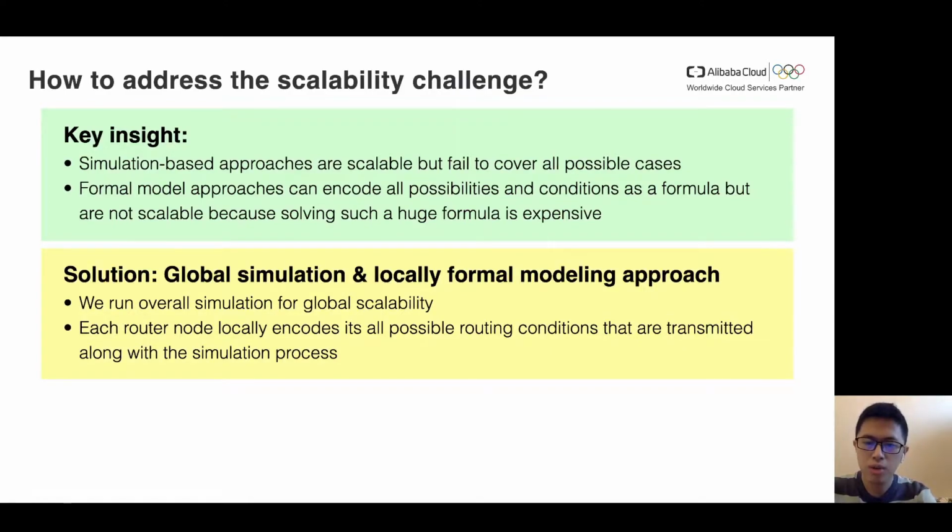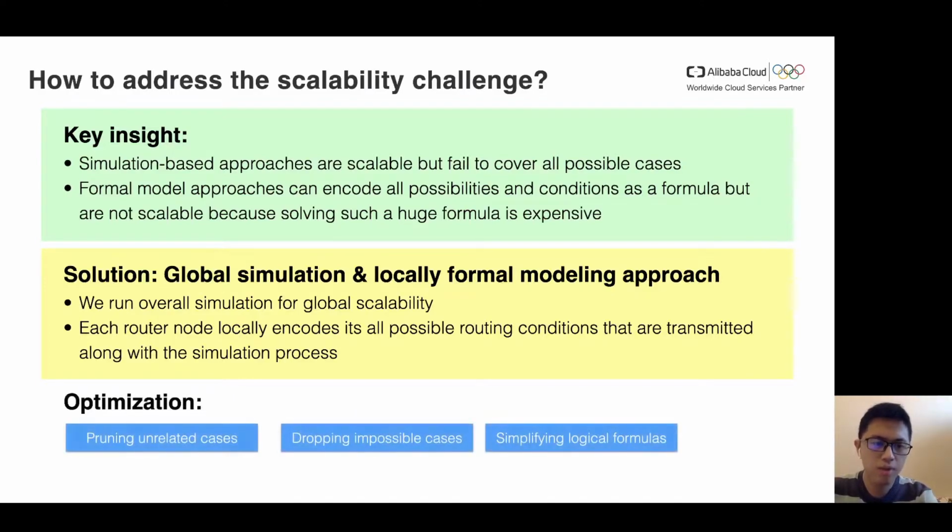Our approach runs an overall simulation for global scalability. At the same time, each router node in our network model locally encodes all its possible routing conditions, which are transmitted along with the simulation process. To avoid the encoded formula becoming larger during the simulation process, we also introduce many optimization techniques, including pruning unrelated parts of the formula, dropping impossible cases, and simplifying the formulas.